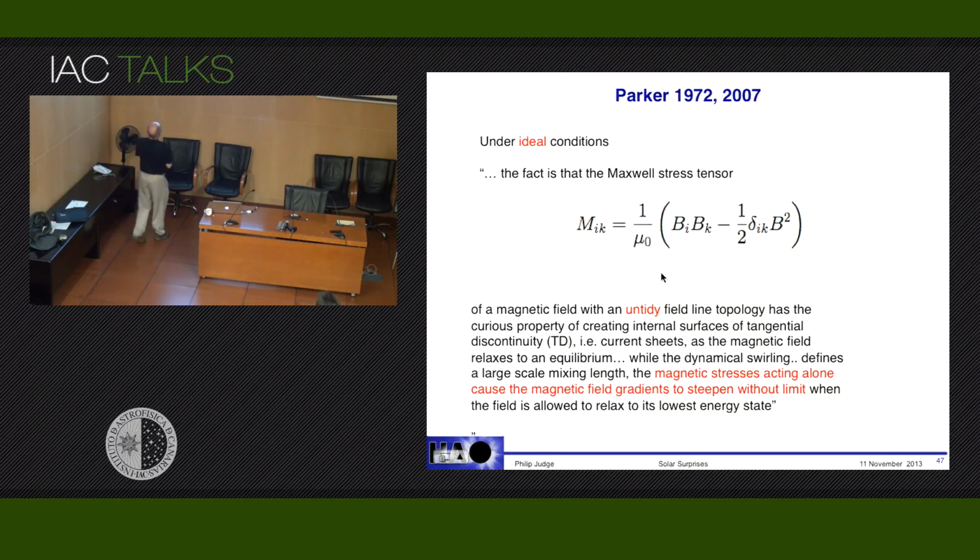If we do that, it has the curious property of creating internal surfaces of tangential discontinuity, i.e. current sheets, as the magnetic field relaxes to an equilibrium. While the dynamical swirling defines a large-scale mixing length, the magnetic stresses acting alone cause the magnetic field gradients to steepen without limit when the field is allowed to relax to its lowest energy state.